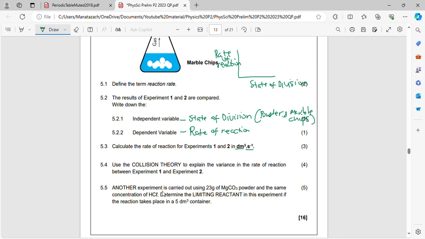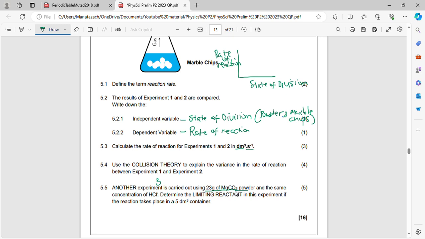I hope you understood that part. Now let's go to 5.5. Another experiment is carried out using 23 grams of magnesium carbonate. So we'll call this experiment 3. You've got 2 experiments, and this is the third experiment.